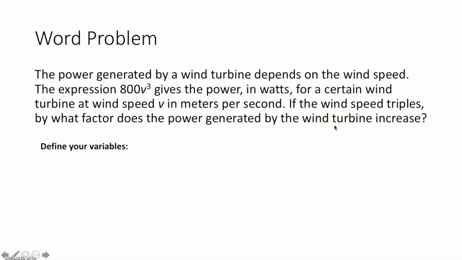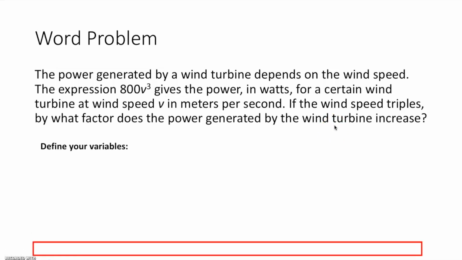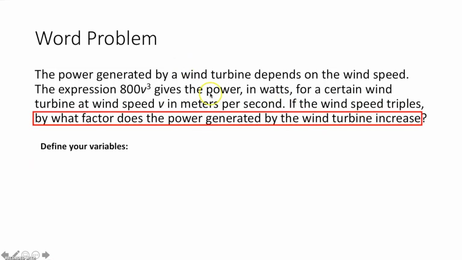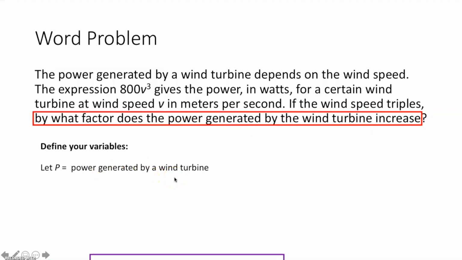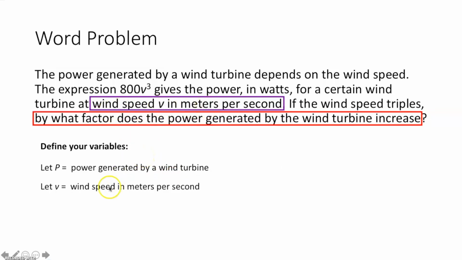Step 2, let's define our variables. What is the question asking us? By what factor does the power generated by the wind turbine increase? So power generated, that needs to be one of our variables. So we'll say P is the power generated by the wind turbine. We're also given another variable in this problem, the wind speed V in meters per second. So V is going to be the wind speed in meters per second. So now all we have to do is write our equation. So what is our equation here? Well, P, the power generated, is given by this expression right here, right? So we say P is equal to 800 V cubed.